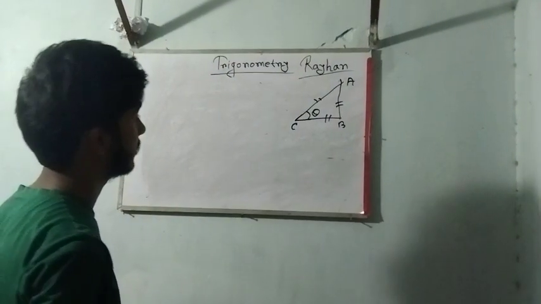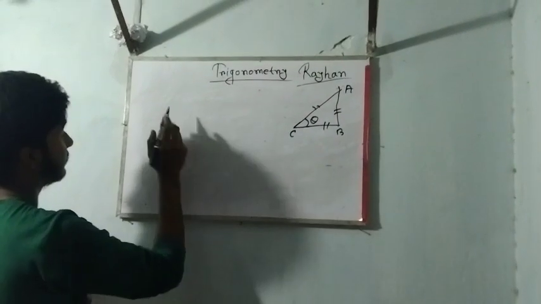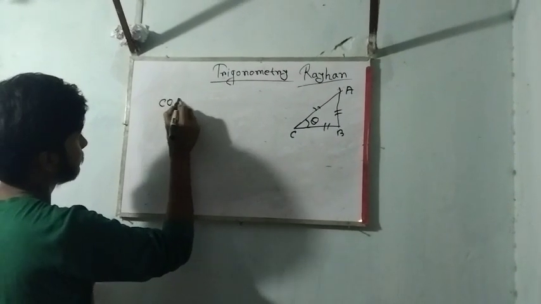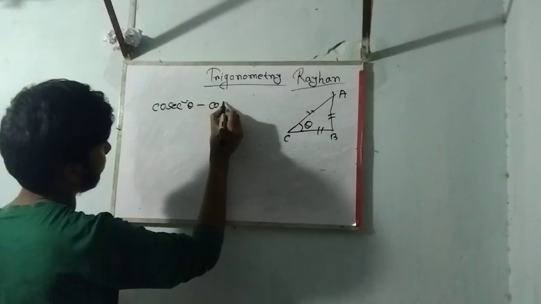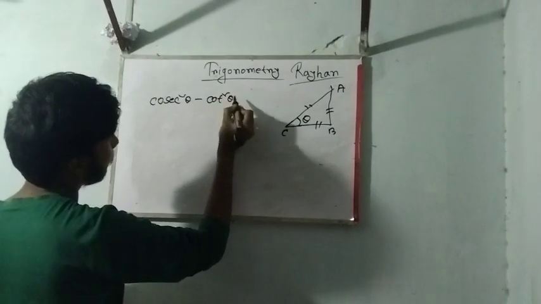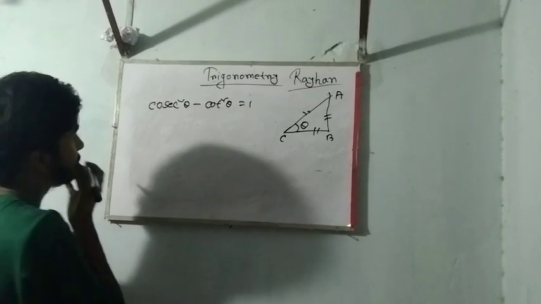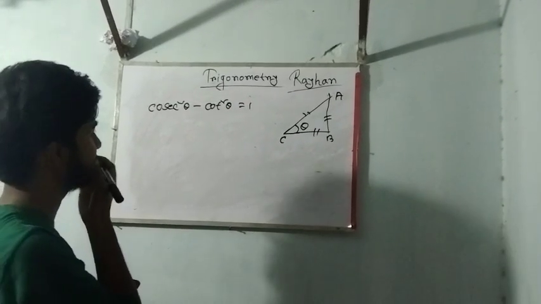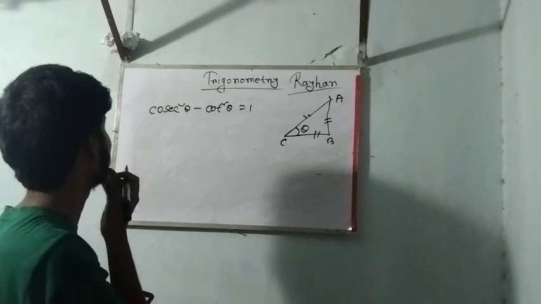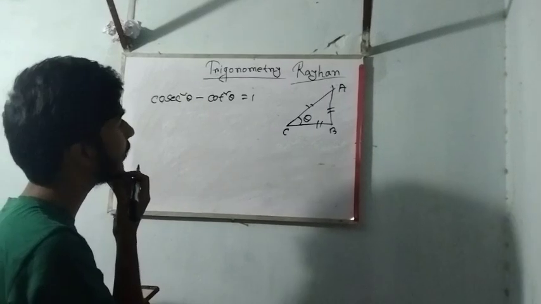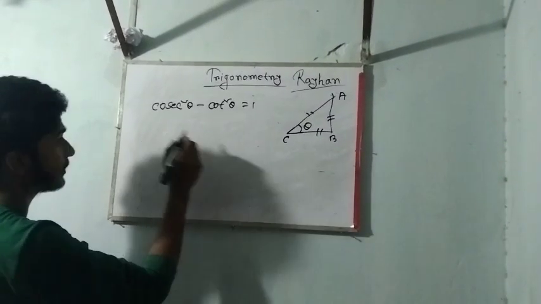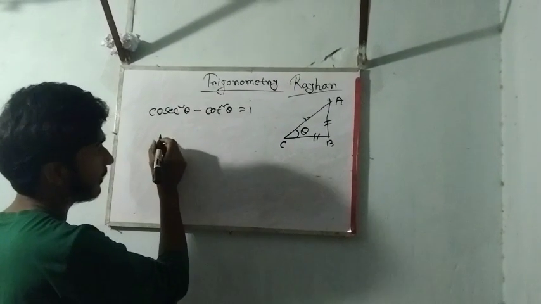Now we'll talk about the third identity, that is cosec square theta minus cot square theta equals 1. Cosec and cot are inverse ratios: cosec is the inverse ratio of sine and cot is the inverse ratio of tangent. So cosec square theta we can write like that.